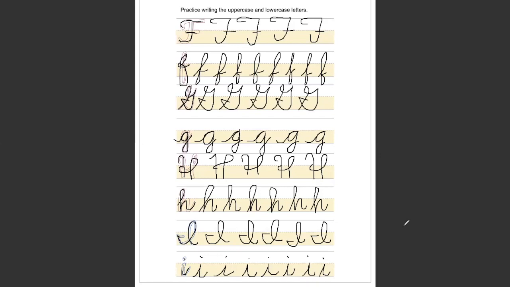We're almost done with this page. We've written a lot of letters so far. When you're ready, you can go to the next page of writing paper. But before you go to your next page, I want you to circle 3 letters that you think you could use more practice on.